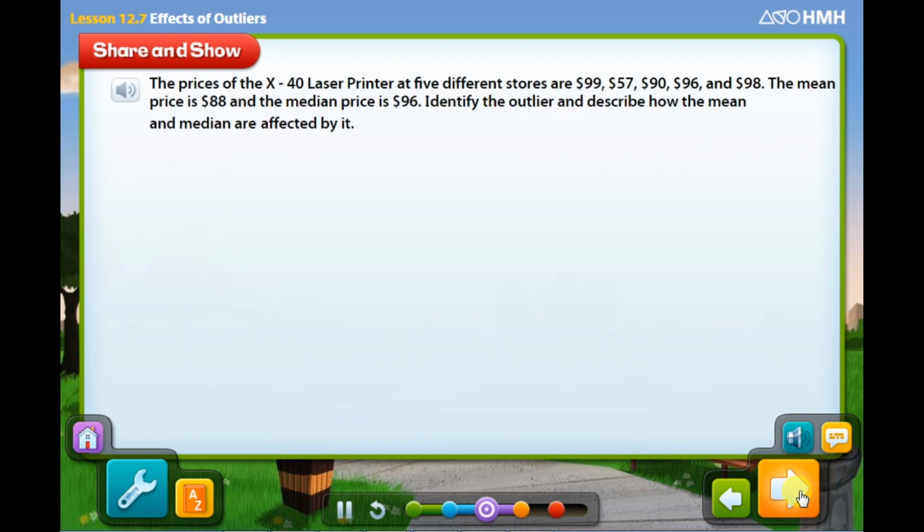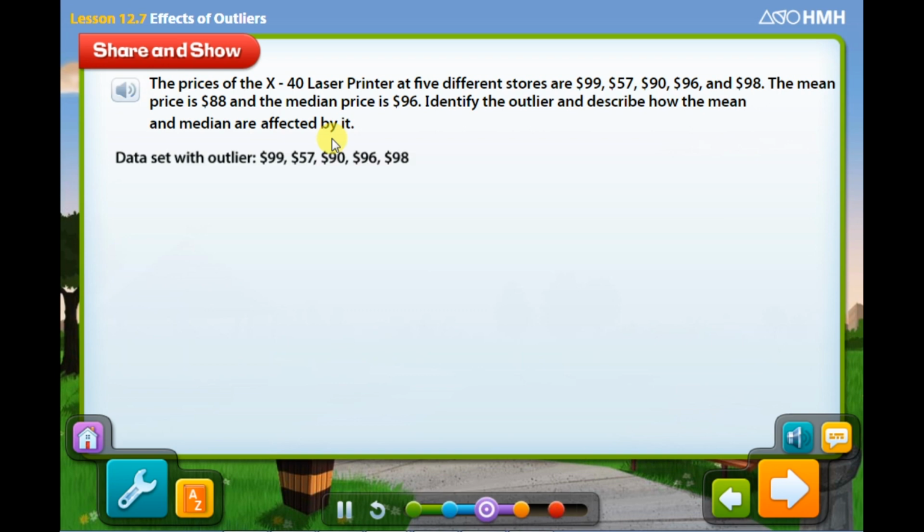Let's see another example, the last one. Let's look at another set of data. Let's read it together. The prices of the X40 laser printer at 5 different stores are $99, $57, $90, $96, and $98. The mean price is $88 and the median price is $96. Identify the outlier and describe how the mean and median are affected by it.